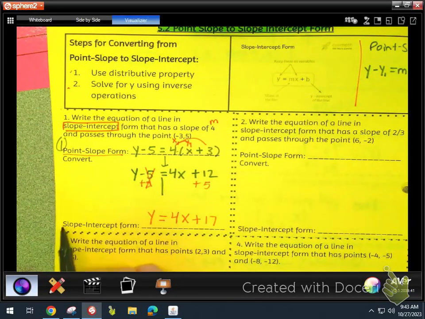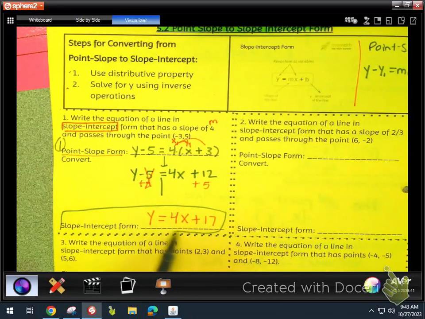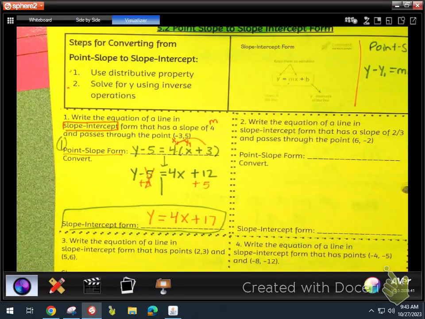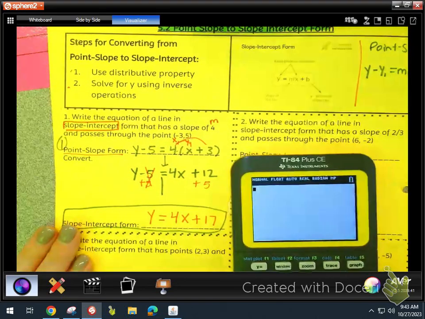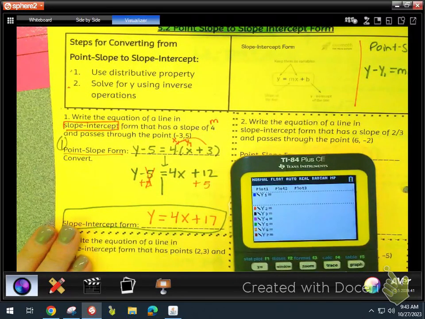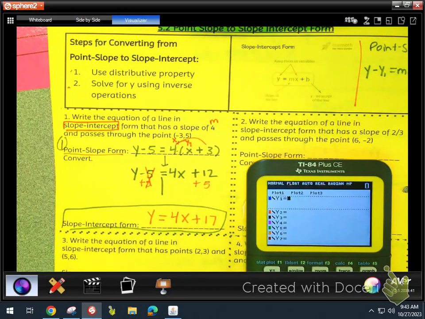Now here's my favorite part about getting all the way to slope-intercept form, and I want to show you this. This is a test-taking strategy. When you're in slope-intercept form, can you put that in your calculator? Yeah. Let's do it. Go to y equals, not alpha y equals, just regular y equals. Everyone do this. I want you to see this. This is really cool. So I can put y equals 4x plus 17. I can put my slope-intercept form. You cannot do this if you stop in point slope. So that's why we didn't do this at all last time.